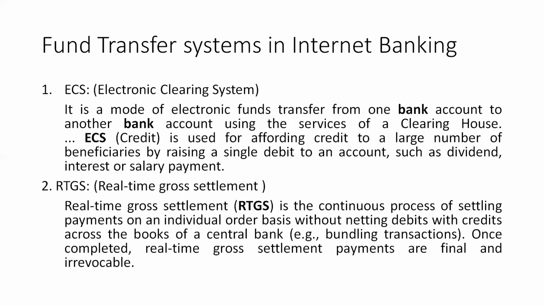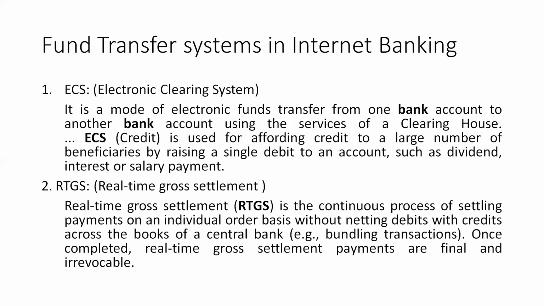So transactions are settled electronically, and the clearing house will make an adjustment of the accounts and transfer of funds. It happens electronically, automatically. So this is the new advancement in the field of banking technology. It is used for affording credit to a large number of beneficiaries by raising a single debit to an account, such as dividend, interest, or a salary payment.